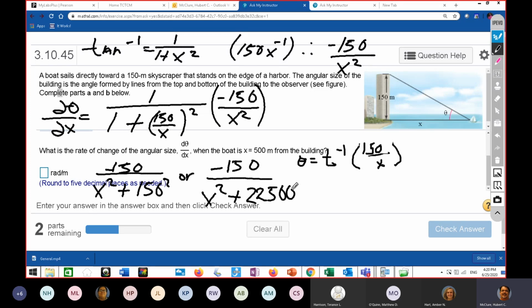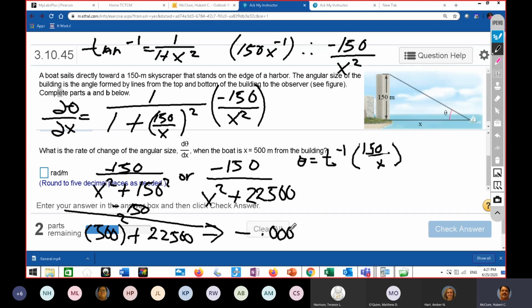Now that is your formula to plug in the 500. So when you plug in 500, and I'm just going to put parentheses, 500 squared plus 22,500, all that over negative 150, I got 0.00055. Now I rounded because I think it says radians per second or meter per meter.